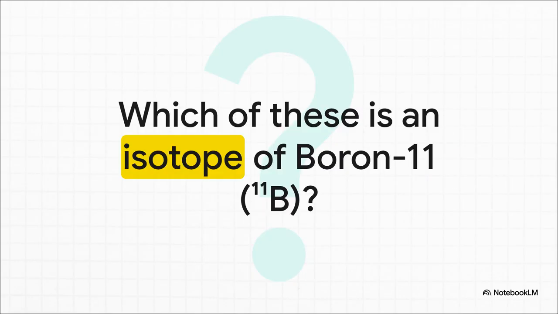Okay, let's put this to the test. We've got boron-11 here. Now remember, what's the one thing that makes something boron? It has to have an atomic number of 5. That's its ID card. So an isotope of boron also has to have 5 protons. Looking at our options, the only one that fits the bill is B, which has a mass of 10, but crucially has an atomic number of 5.